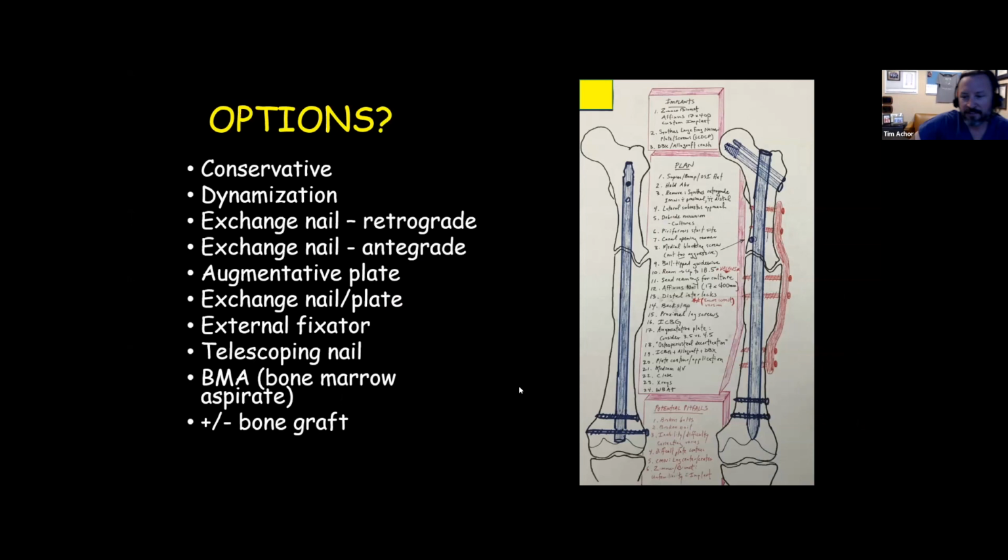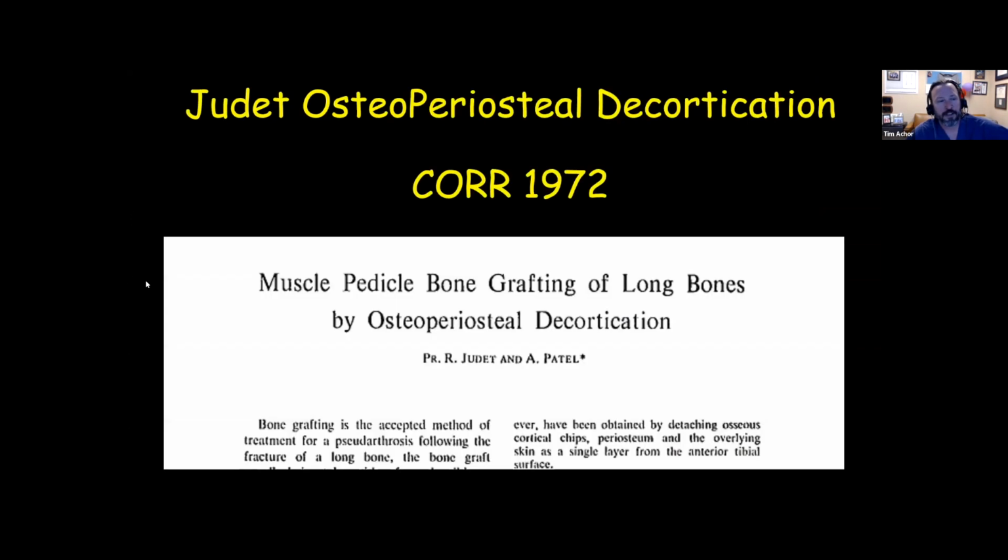So that being said, this was my preoperative plan for this patient. If you're in the know, then you know that a 15 millimeter nail, whether antegrade or retrograde, is the largest nail that's offered on the market commercially. So we talked about getting perhaps a custom nail that was a couple sizes larger, and perhaps using the lost art of the Judet osteoperiosteal decortication technique, originally published in 1972.